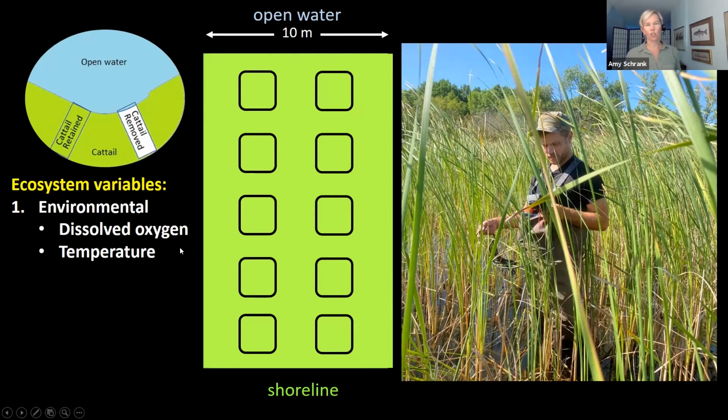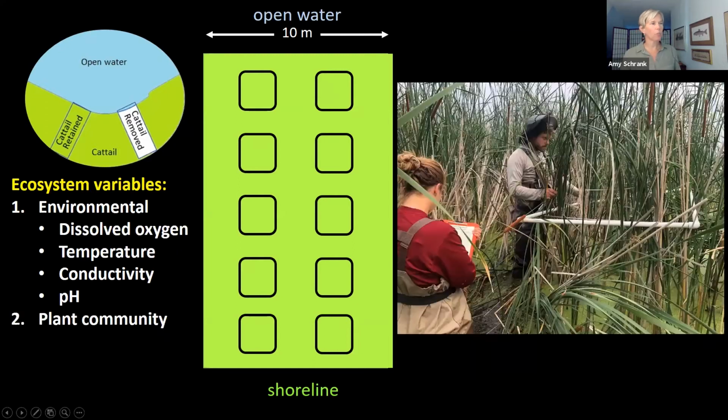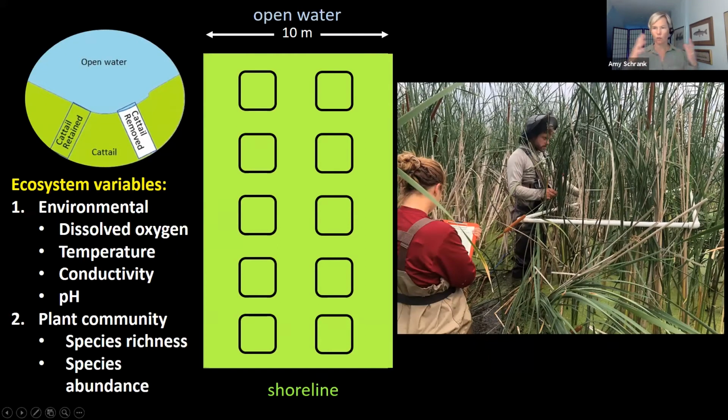We'll look at dissolved oxygen, temperature, conductivity, and pH, and also plant community. So we'll be measuring things like species richness and abundance, and also just sort of community variables, how many of what species are there. So that's the plant data.